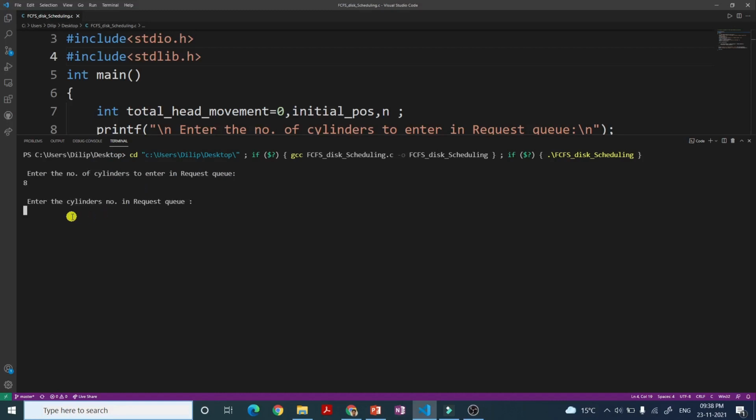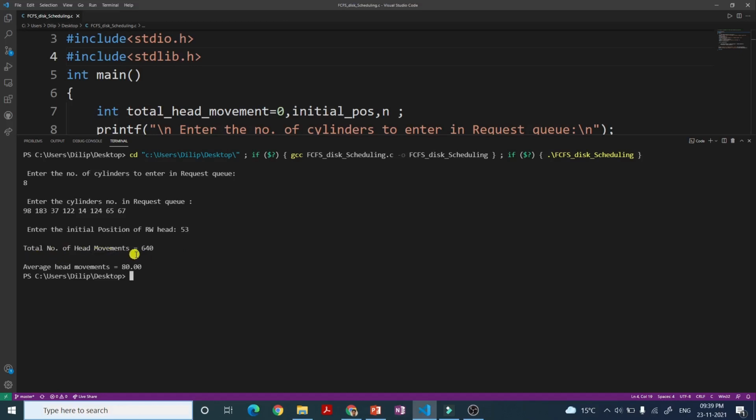Now it is asking to enter the cylinder numbers in the request queue, the different cylinder numbers. So I'll enter 98 and the other cylinders. These are the different cylinders that we have just seen in our question. Now it is asking to enter the initial position of the read write head. According to our question, the read write head is at the 53rd cylinder. So this is the output.